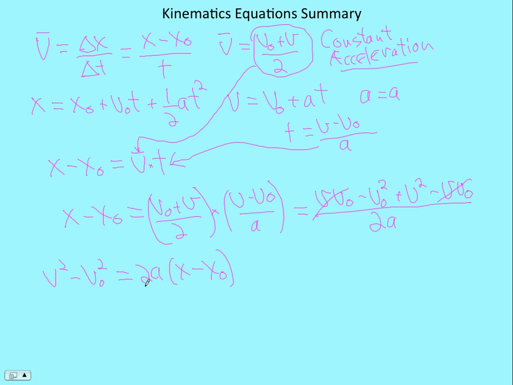And notice time is not in this equation, although it shows up in 3 out of the other 4. And so this one's useful if they don't give you time and don't ask for time. And so try that out in some of the homework. But again, you can solve any problem without using this equation.